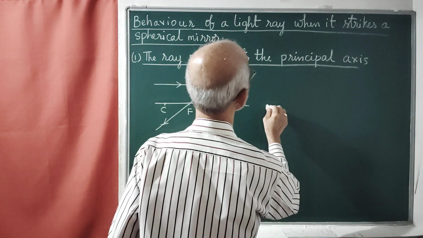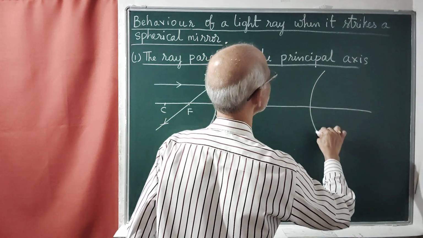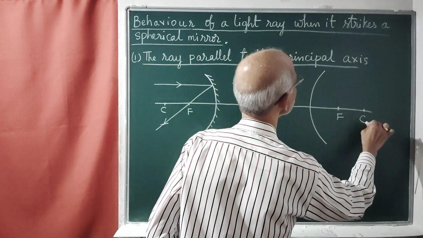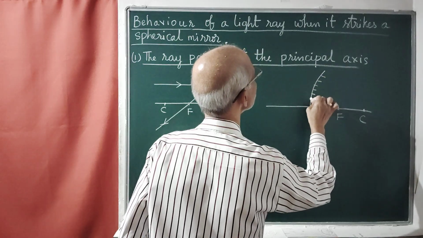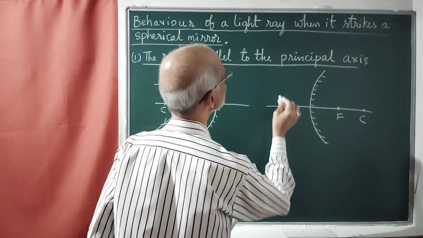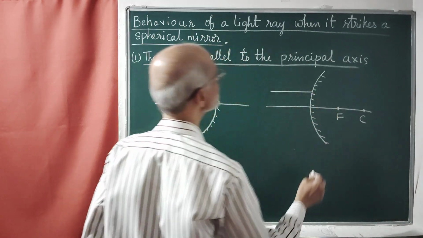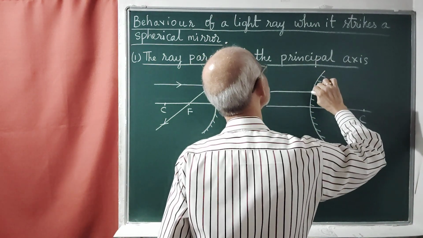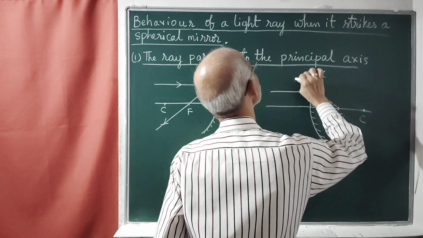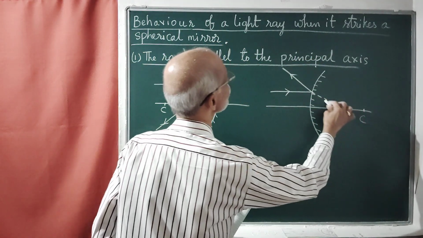In the case of a convex mirror, the ray that is parallel to the principal axis, after reflection, diverges outward as though it's coming from F.